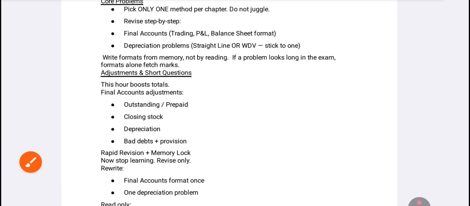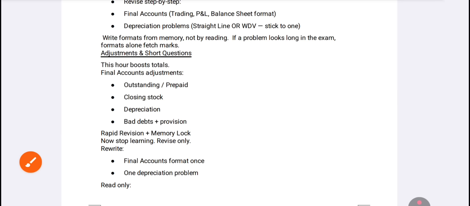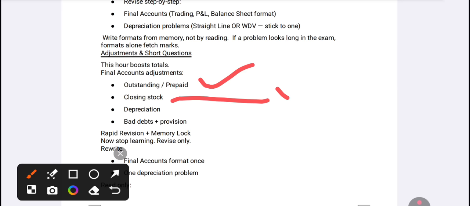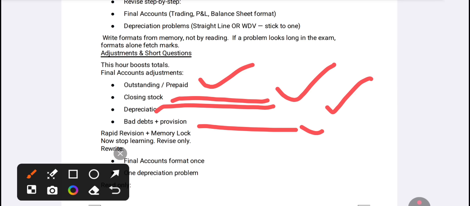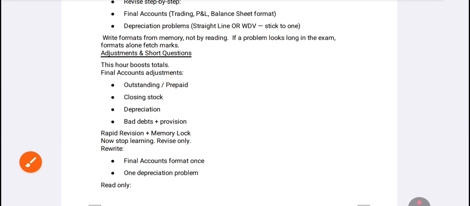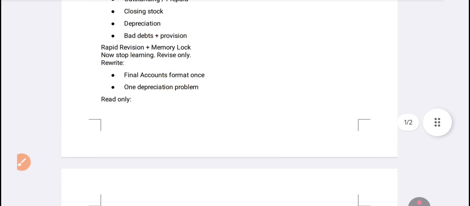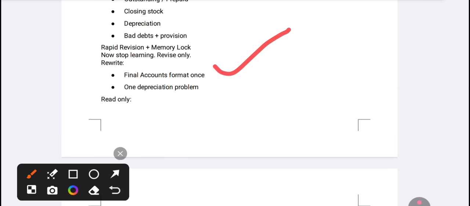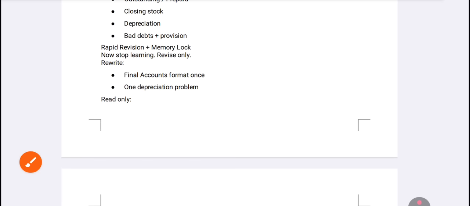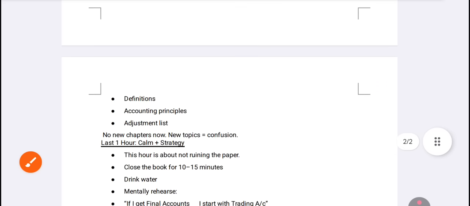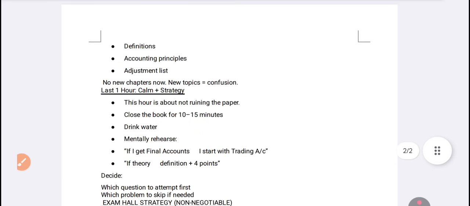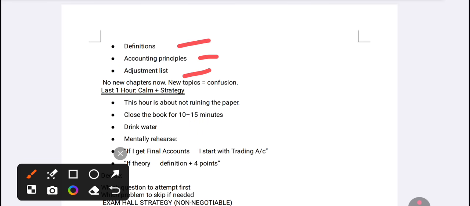Next, adjustment entries in final accounts: outstanding or prepaid expenses, closing stock, depreciation and bad debts. These are the compulsory adjustments in your final accounts question, the 13th question. Next, rapid revision and memory lock are very important. Watch our videos for clarity. Check the final accounts format once. Check one depreciation problem in either method, straight line or diminishing. Read only the definitions, principles and adjustments for the theory answers.